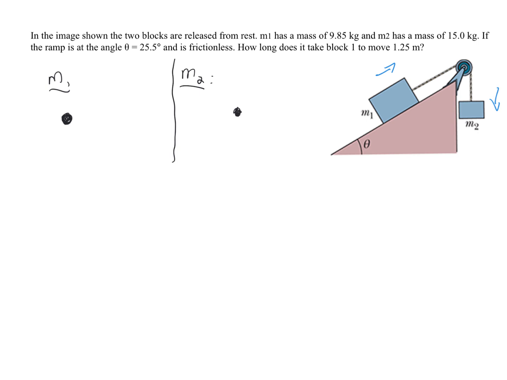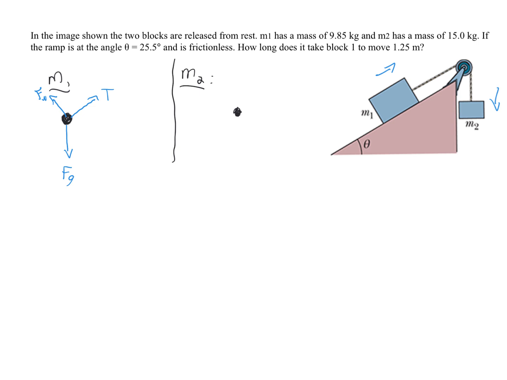So if I look at block 1 and do a free body diagram for it, I know that it's going to have a normal force perpendicular to the surface of contact. It's going to have a tension, a pull from block 2 pulling up the ramp, and it's going to have its weight force, or the force of gravity, going straight down.